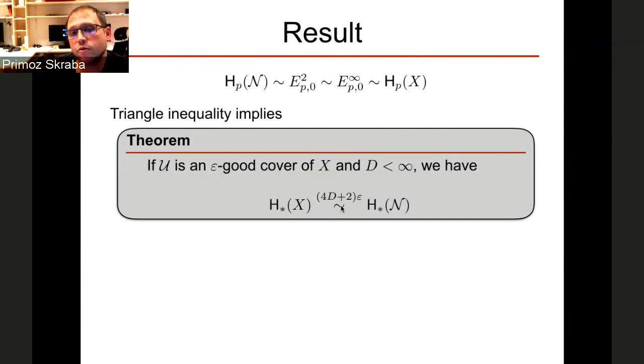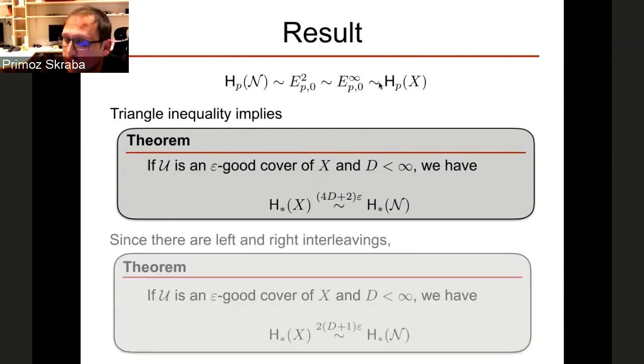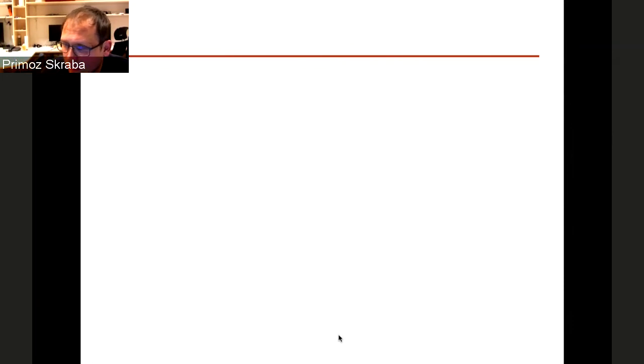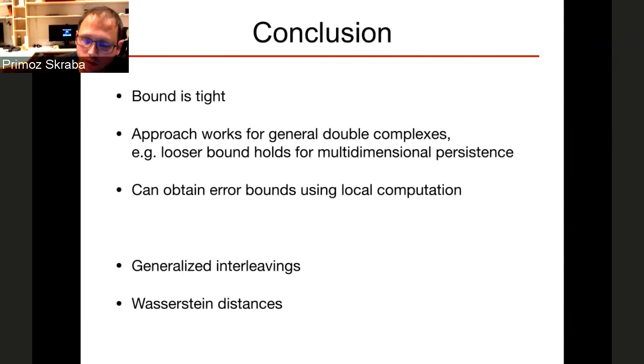However, if you recall, this step here was a left interleaving and this is a right interleaving. And we know that they can't interact. So we can just take the maximum of the two and we end up with this 2D plus 1 epsilon factor, which is actually the right answer. And that's one of the main theorems in the paper. So, concluding, that was the result.